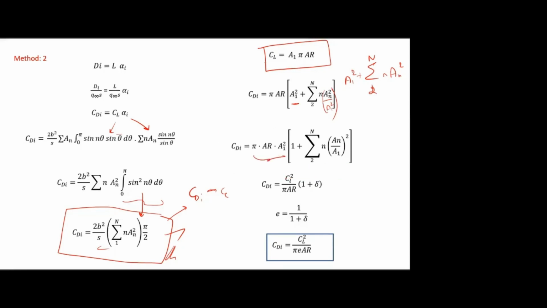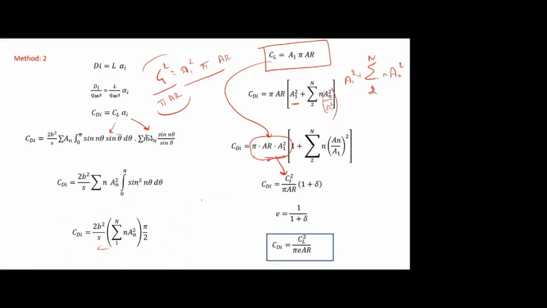Now instead of this we can write CL. Okay. So if you convert you will get CL square divided by pi AR. Because see, CL square is equal to A1 square pi square AR square. Here what we have is pi AR A1 square. That means pi AR A1 square we have, that is equal to CL square divided by pi AR. So this term we are getting. Is that clear? Normal simplification only. Okay. So this is equal to CL square divided by pi AR.